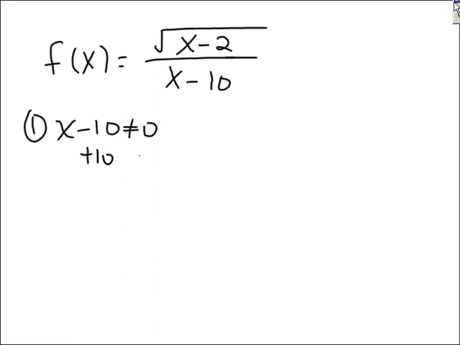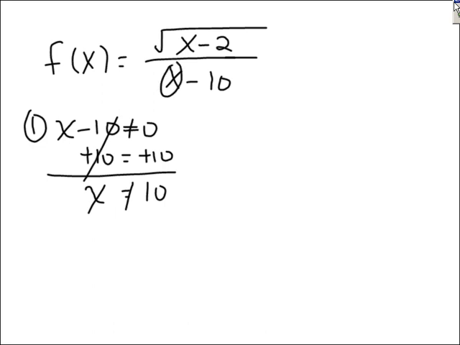Add 10 to both sides. The 10's cancel out on the left side. You just get x. 0 plus 10 is 10. X cannot be 10. After all, 10 minus 10 is 0. I mean, you can just see that. 10 minus 10 is 0. X can't be 10. You want to work it out?